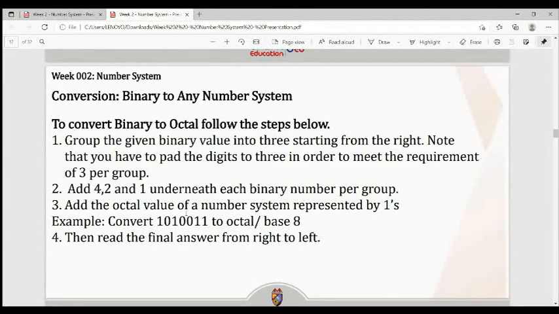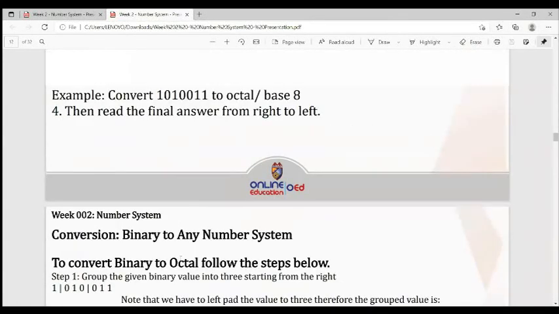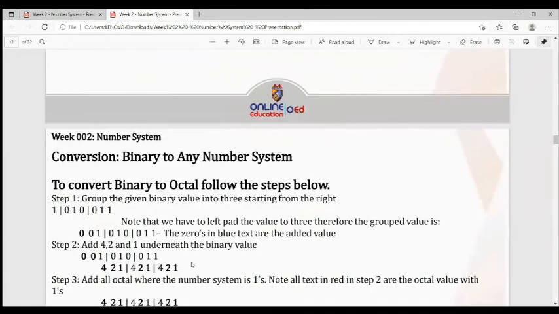And then, the other one is 010. 010 is equal to 2. So, we have 2 and 3. And then, we have 1. So we have 1, 2, and 3. Okay. So the answer is 123 base of 8.